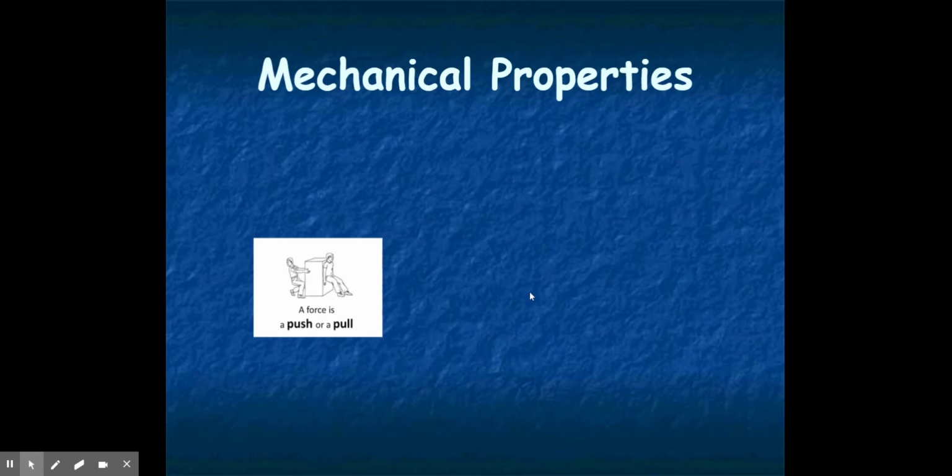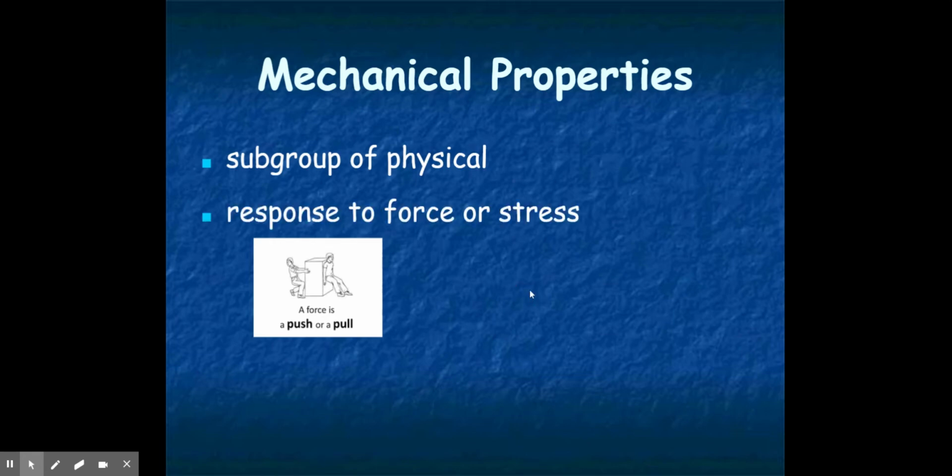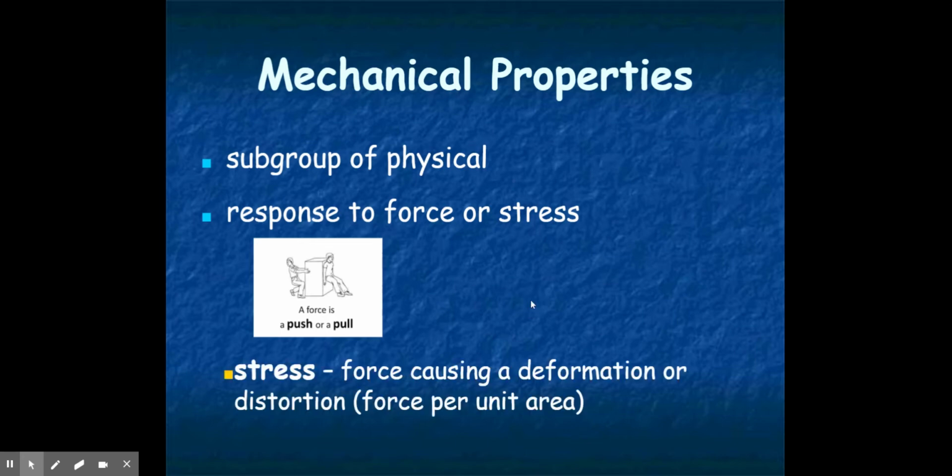So, mechanical properties. Basically, they are a subgroup of physical properties. They are the response to force or stress. So you might have a material, and it may have lots of different properties. You may be able to get all the physical properties of the material: it's kind of a brownish color, it's kind of grainy, it doesn't hold together. But when you want to know the mechanical properties of it, you're going to have to apply either a push or a pull. You're going to have to apply a mechanical force to it.